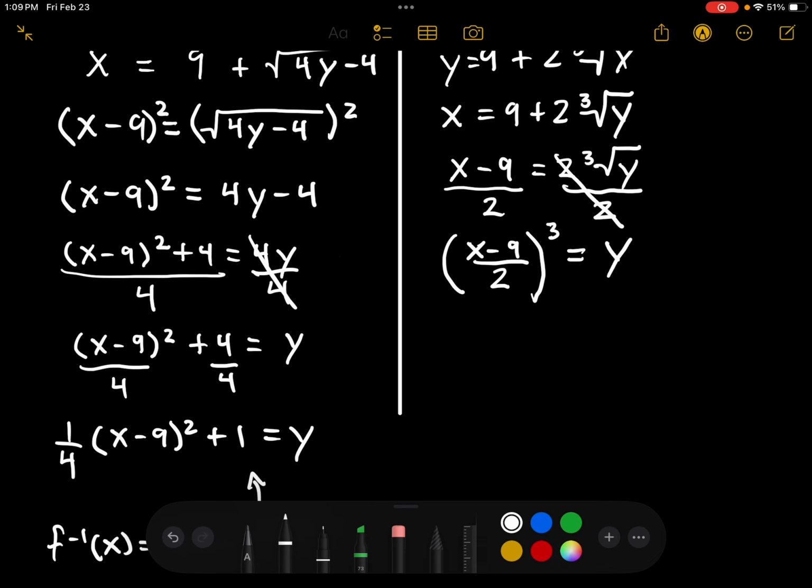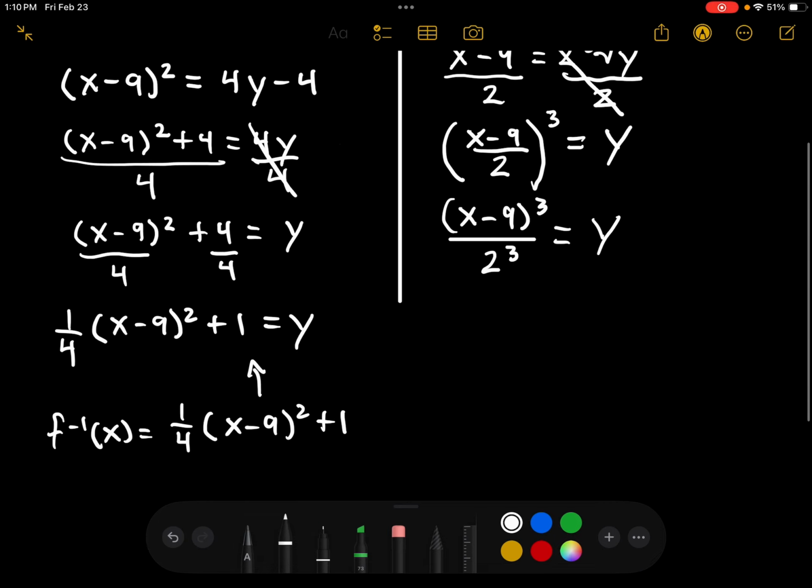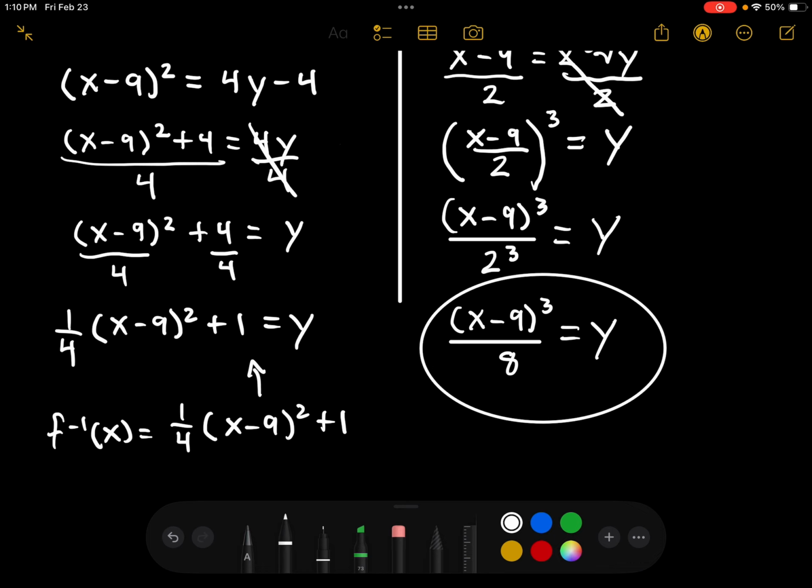Now, when I cube both sides, I can actually rewrite it like this. And I do not want you to actually expand that, because that would be counterproductive at this point. So my final answer would be x minus 9, cubed, over 8, right? Okay, so that would be the inverse.